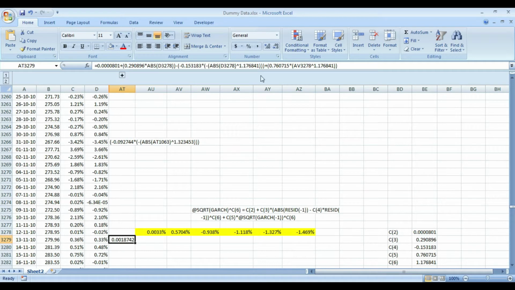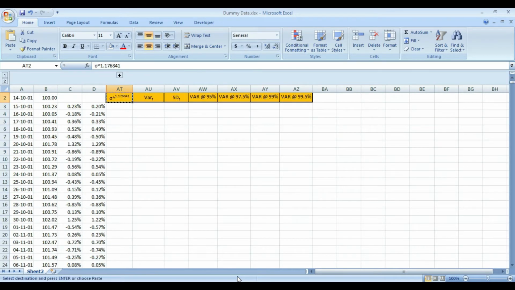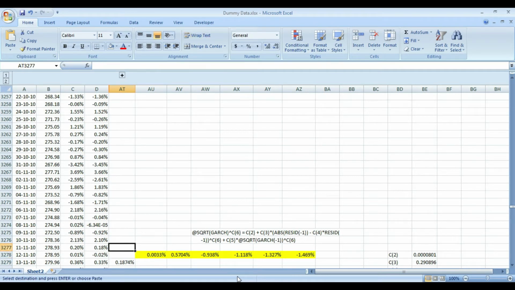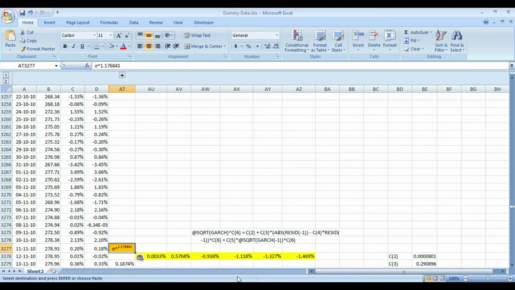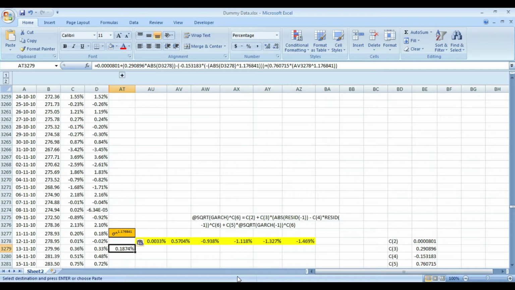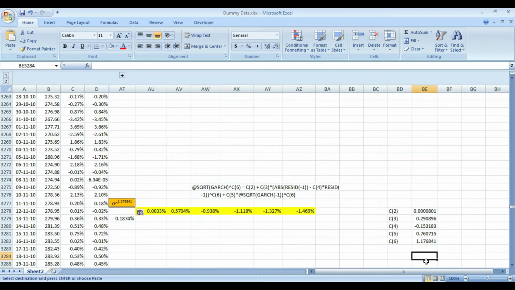Okay. Now we should express this as a percentage. Yeah, now we have converted this into percentage. There is something written over here, let's delete it. So the value we got here, guys, is simply standard deviation raised to the power of 1.176841, which is this, right? Which is this.